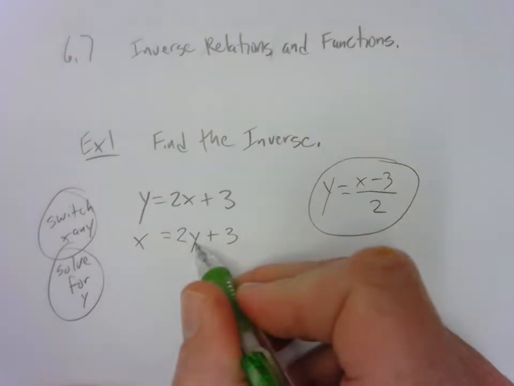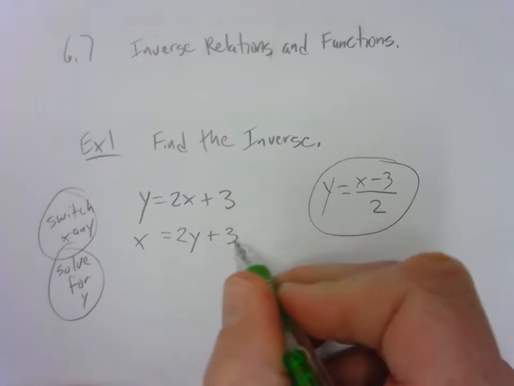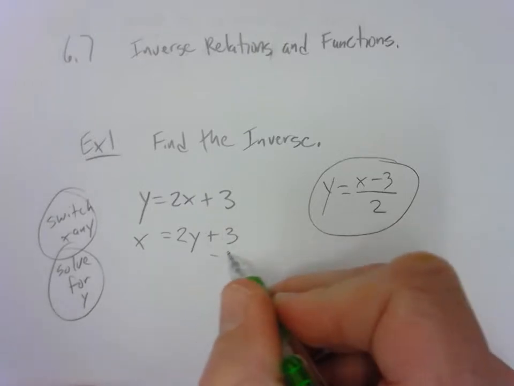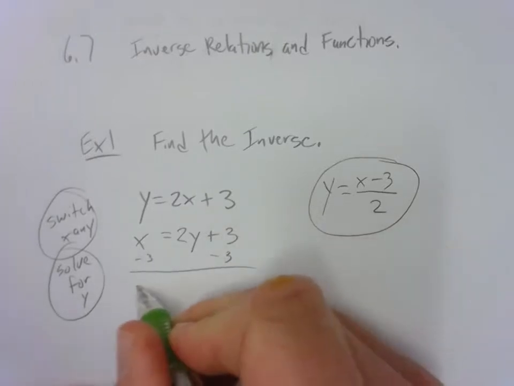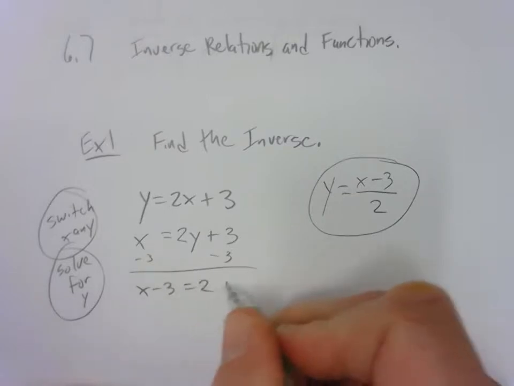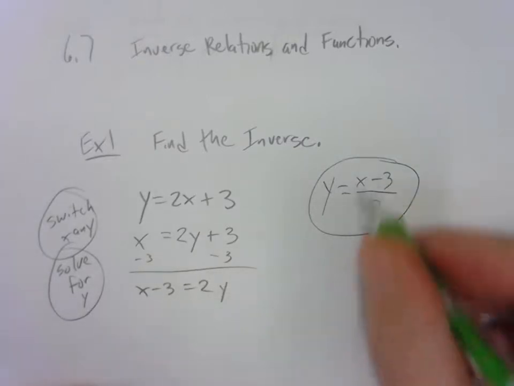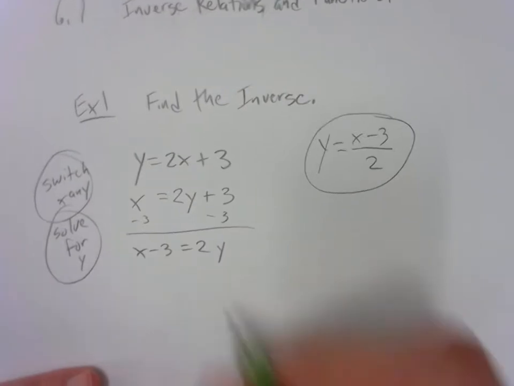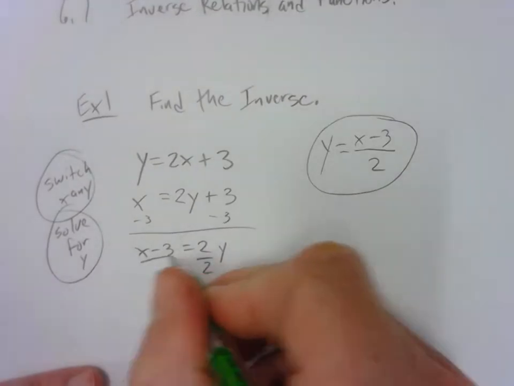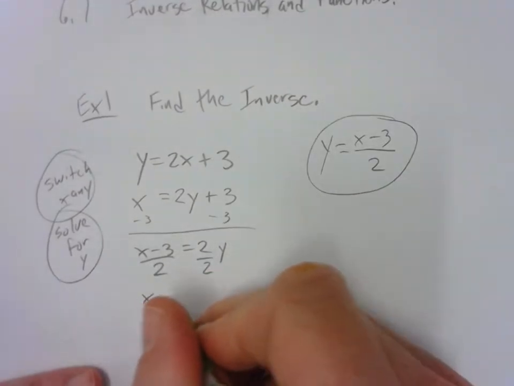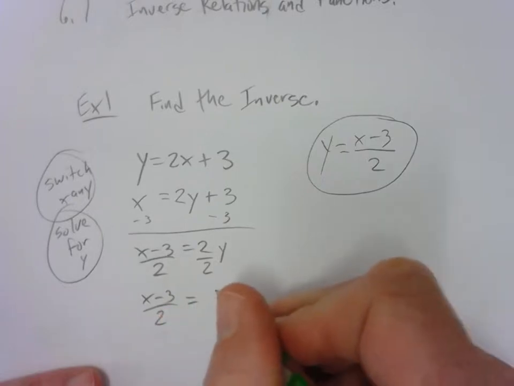To solve for y, I have to do opposite things. So I'm going to move the 3 over by subtraction. So subtract 3 on each side. So x minus 3 is equal to 2y. x minus 3, hey, that looks familiar. Then I would get y by itself by dividing by 2. So x minus 3 over 2 is equal to y.